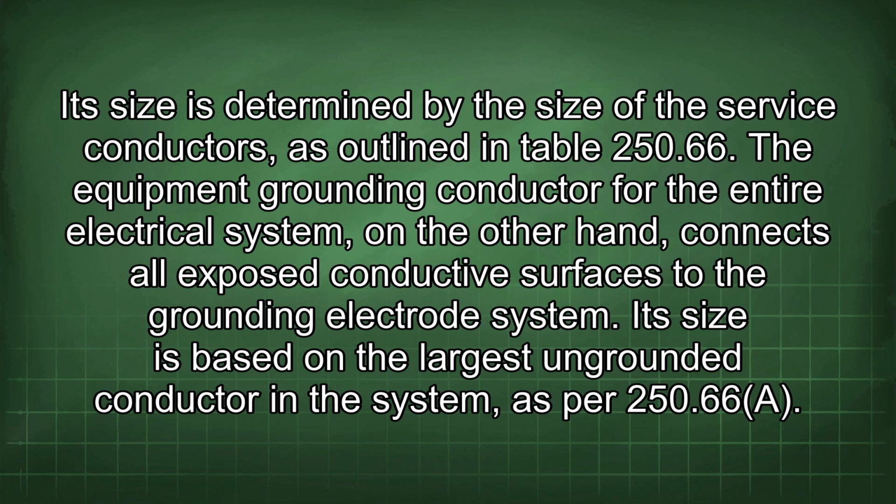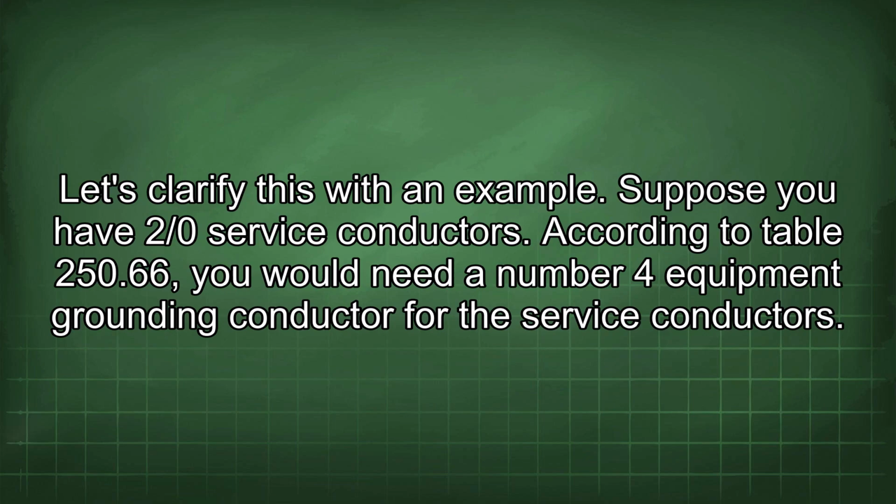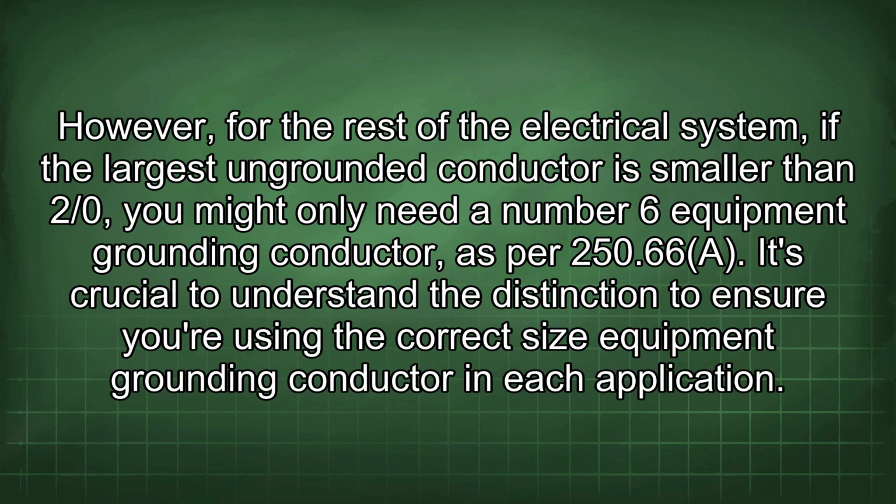The equipment grounding conductor for the entire electrical system, on the other hand, connects all exposed conductive surfaces to the grounding electrode system. Its size is based on the largest ungrounded conductor in the system, as per 250.66(A). Let's clarify this with an example. Suppose you have 2/0 service conductors. According to Table 250.66, you would need a number 4 equipment grounding conductor for the service conductors. However, for the rest of the electrical system, if the largest ungrounded conductor is smaller than 2/0, you might only need a number 6 equipment grounding conductor, as per 250.66(A). It's crucial to understand the distinction to ensure you're using the correct size equipment grounding conductor in each application.